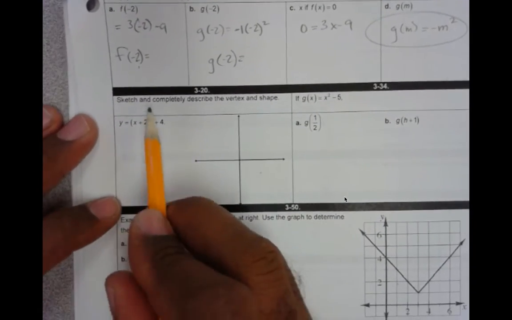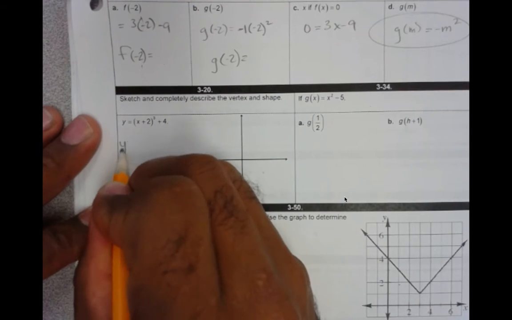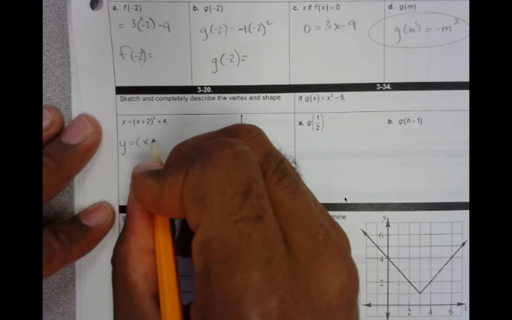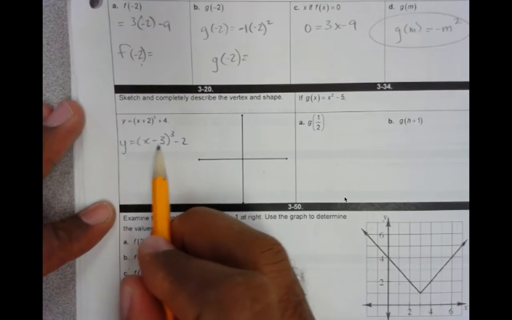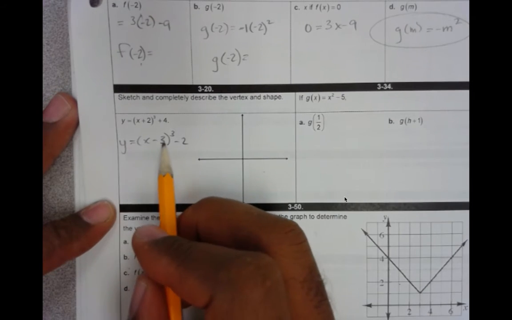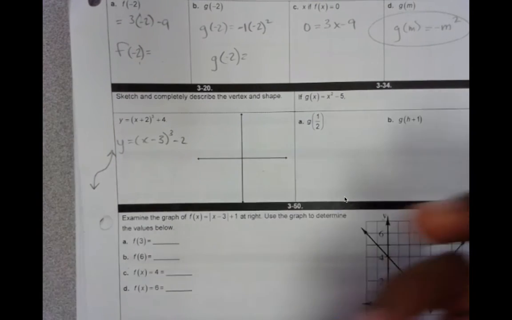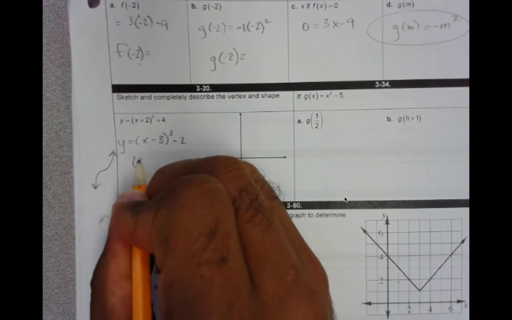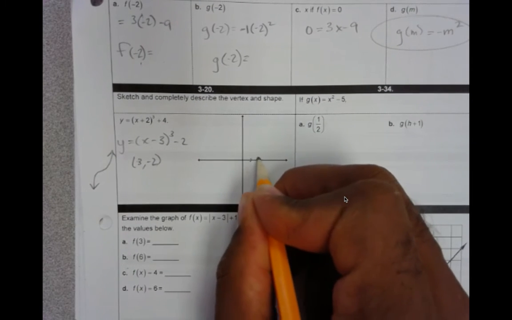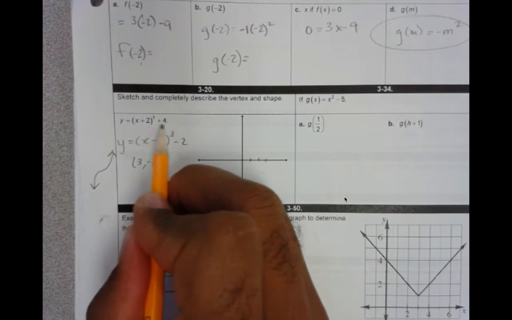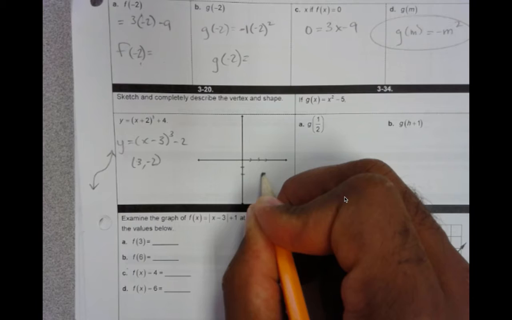Okay, so now this one, sketch and completely describe the vertex and the shape of this graph. So I'm going to just give you an example. Let's just say I've got (x - 3) cubed, and then -2. Remember, that's your locator point, or kind of the middle of the graph. And this is a graph that's going to look like this. The locator point's at 3 and -2. So I'm going to put that point down. And remember, you got to do this with your graph, so use that one for yours. Then I'm going to go down 2, and then there's my locator point.